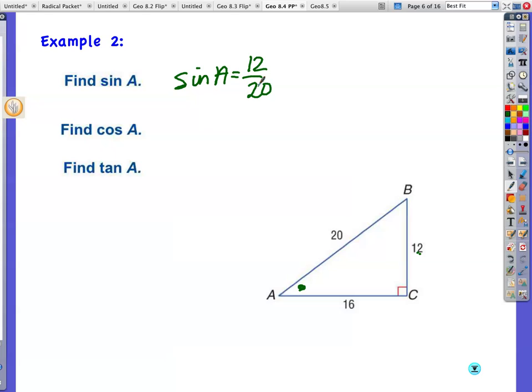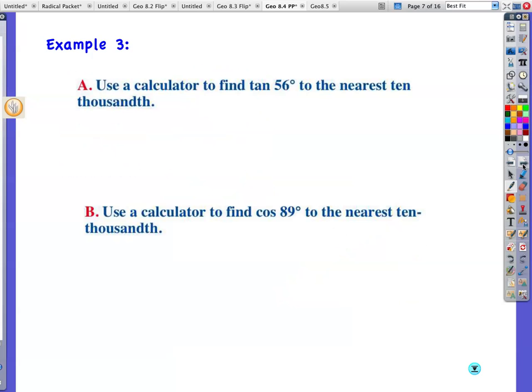I don't actually even have any good directions here. Find the cosine of A. So cosine is adjacent over hypotenuse. Adjacent is 16. The hypotenuse is 20. And the tangent of A, opposite over adjacent. So I should have 12 over 16. Okay, now, use a calculator to find the tangent of 56 degrees to the nearest 10,000th.